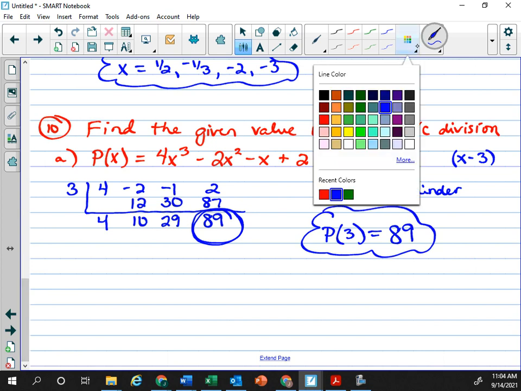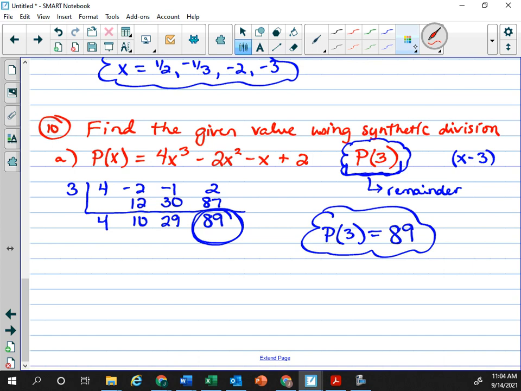So let's do just one more of those that you guys will do on your own. All right, let's say this time P of x is negative x cubed minus 6x squared plus 3x minus 5, and I want you to find P of negative 3. So you guys try that one.